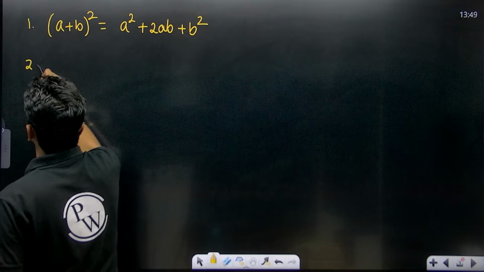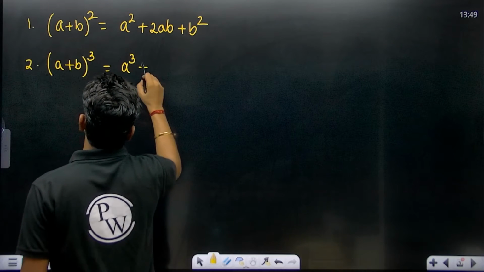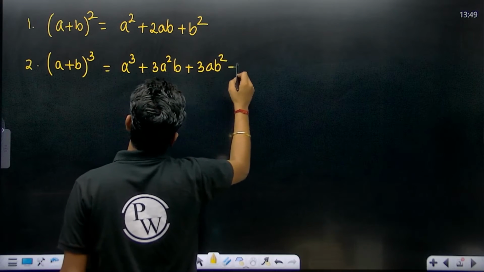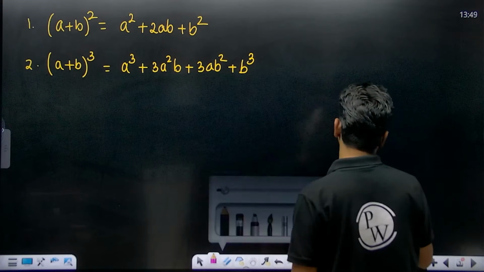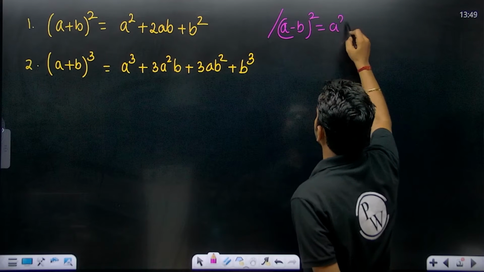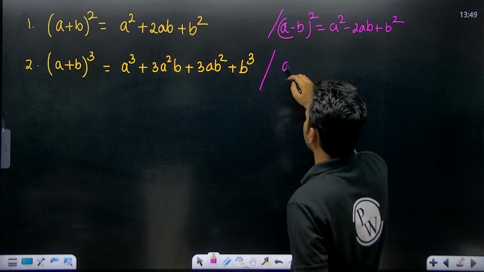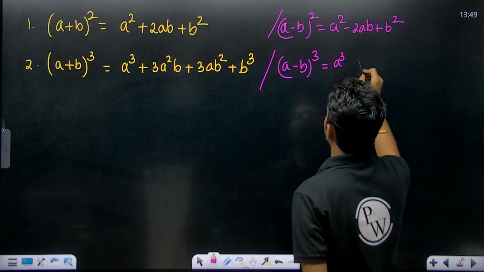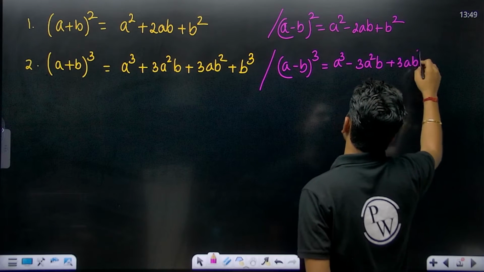If I ask you what is (a plus b) to the whole power 3, you know that it is a cube plus 3a square b plus 3ab square plus b cube. Yes or no? Or if I ask you what is (a minus b) whole square, you can definitely tell me it is a square minus 2ab plus b square. If I ask you what is (a minus b) whole cube, you will tell me it is a cube minus 3a square b plus 3ab square minus b cube.